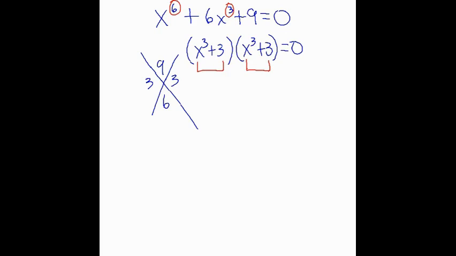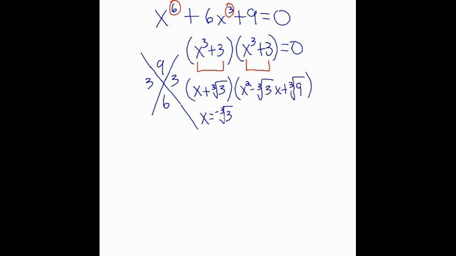I'm going to use sum of cubes, so that would be we get x equals negative cube root of 3 from this first one. Let's go ahead and set up the other one in quadratic formula. That'd be negative.